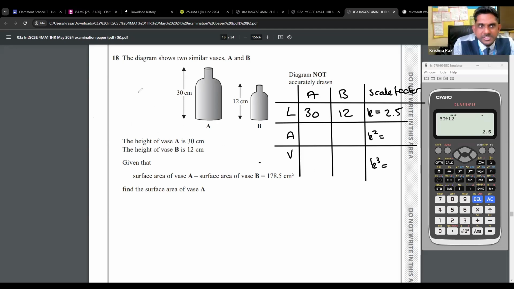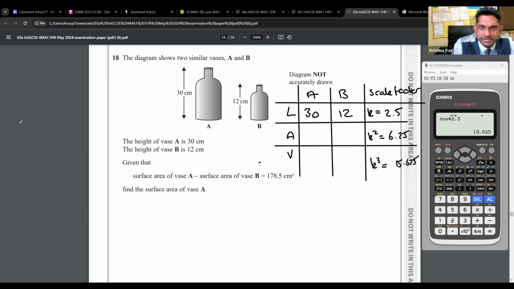Now let's just do that squared whilst we're there. And that gives us 6 1/4, 6.25, and if we times that again by 2.5, we'll get our k cubed. So 6.25 times 2.5 is 15.625. So that's what we've been given so far.